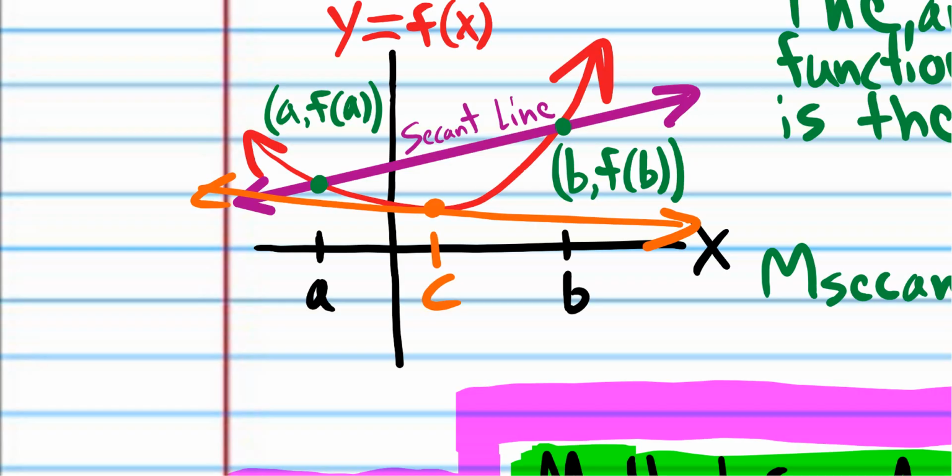Now, as you can see, the slope of the purple line and the slope of the orange line, they're not really the same. The slope of the purple line is going to be positive. The slope of the orange line is going to be negative.